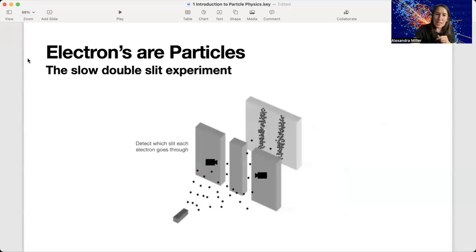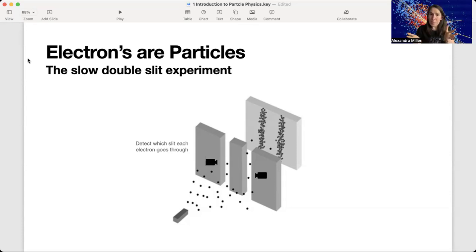Now, if we slow this experiment down and send in the electrons maybe one at a time, rather than in this continuous stream, and we introduce some little detectors at each slit, so we actually are saying, okay, if I'm looking at each electron as it passes through, which slit is the electron going through? And here, in order to even ask that question, we're really thinking about the electrons as particles. We're saying, which slit is each little particle of an electron going through?